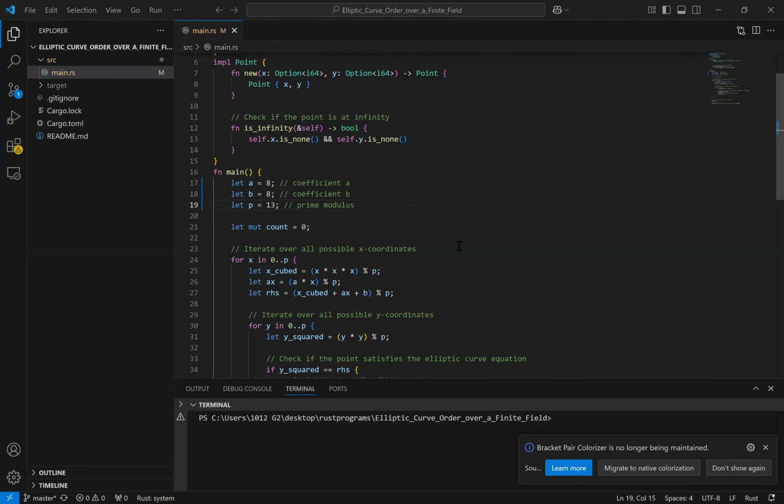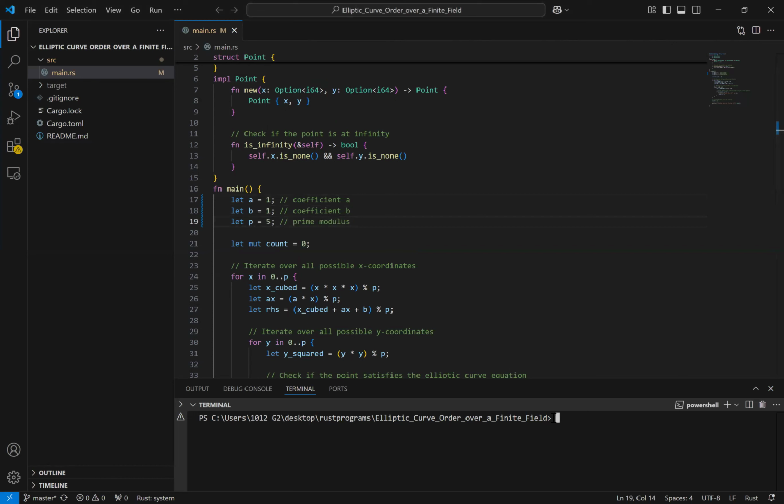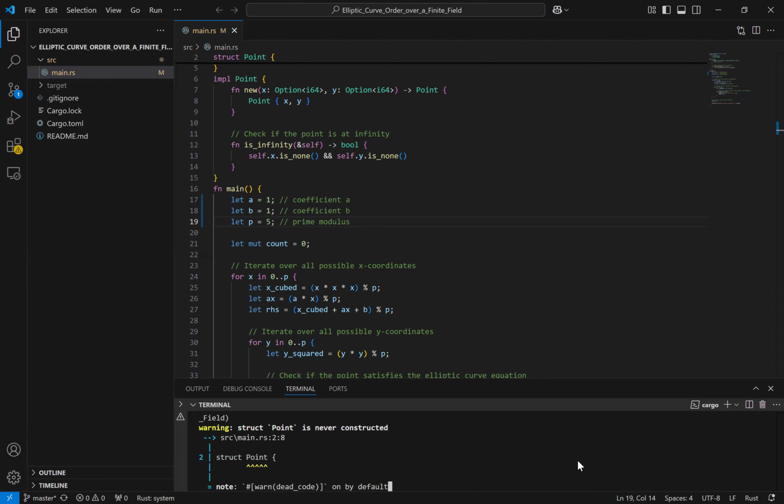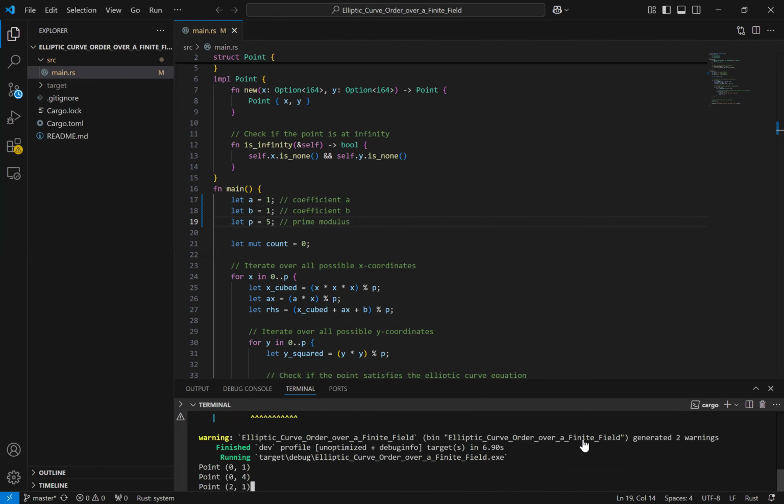To find the number of points on this elliptic curve, I need A, which is 1, B, which is 1, and our prime, which is 5. So how many points does this elliptic curve have? Now, this code, we had it earlier when we were beginning elliptic curves. We saw this code.